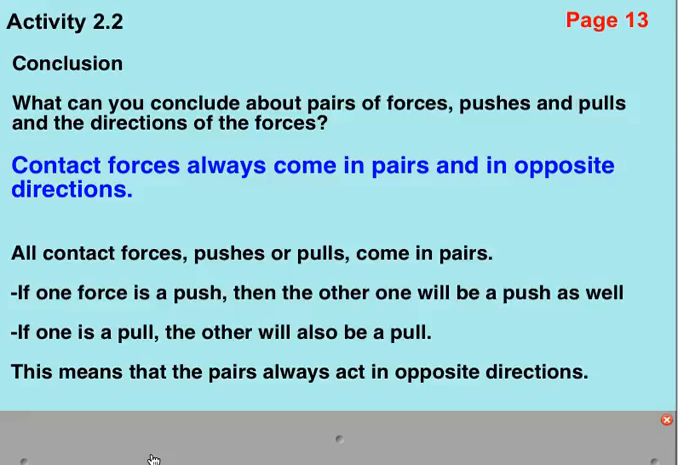So it can't happen. Things have to push back. Things have to move in pairs. So this is kind of a hard concept, and we're going to continue to cover this in the entire book. So again, we're just in Activity 2.2, and we'll continue to cover this.